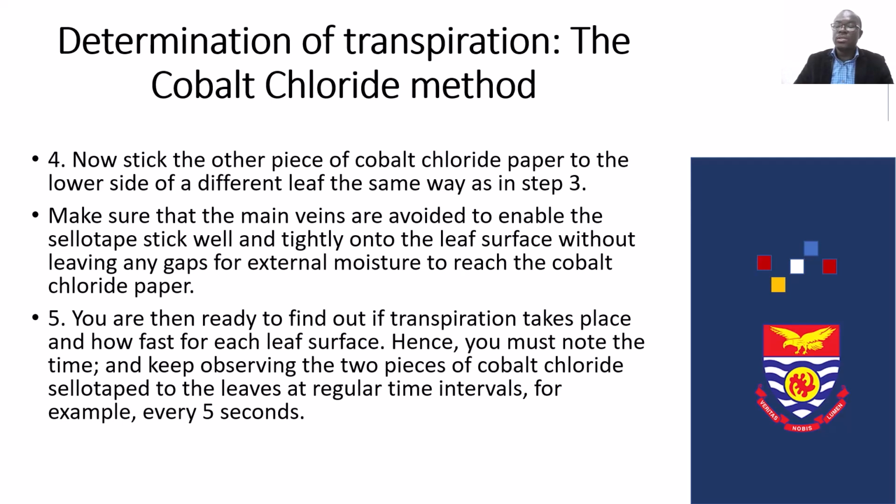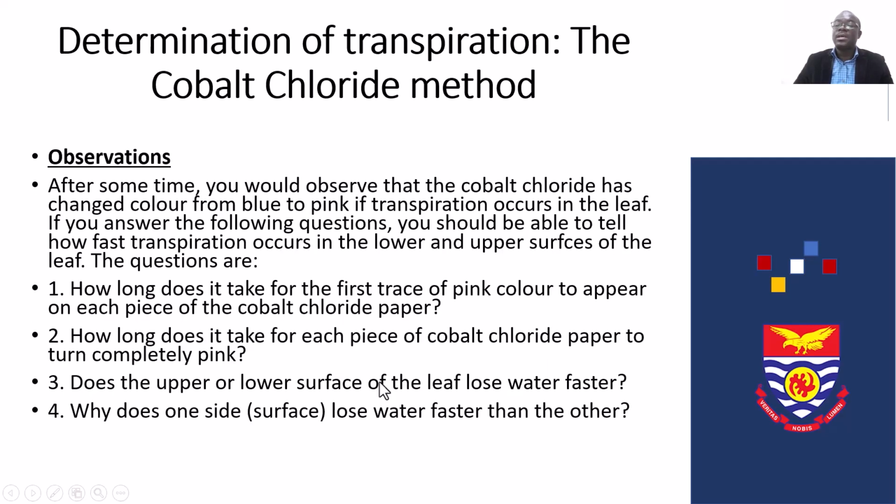Hence, you must note the time and keep observing the two pieces of cobalt chloride sellotaped to the leaves at regular time intervals, for example, every 5 seconds. The observations are that after some time, you would observe that the cobalt chloride has changed color from blue to pink if transpiration occurs in the leaf. If you answer the following questions, you should be able to tell how fast transpiration occurs in the lower and upper surfaces of the leaf.